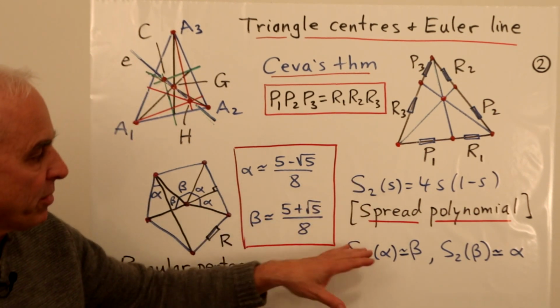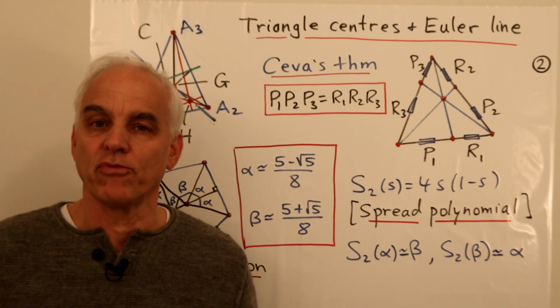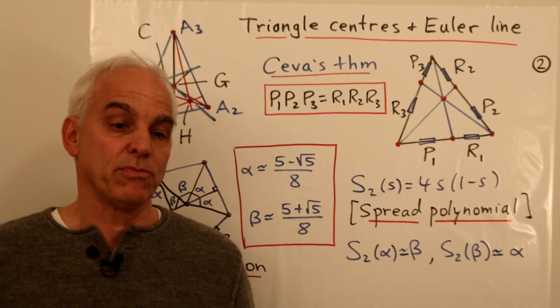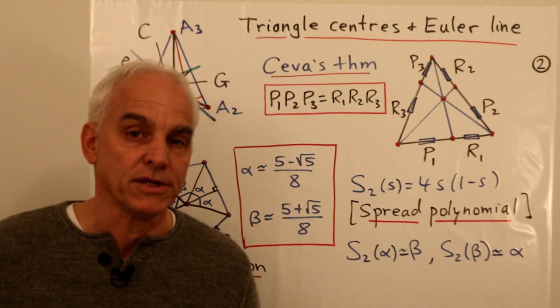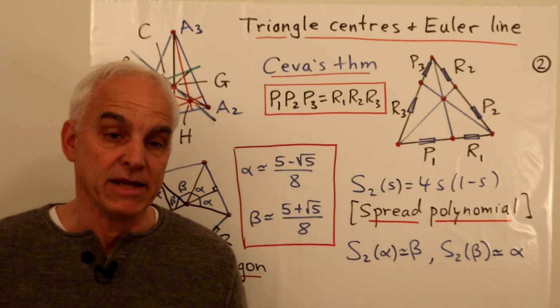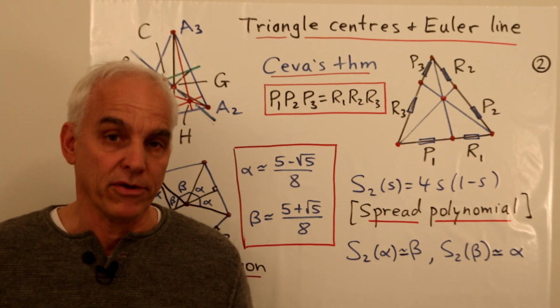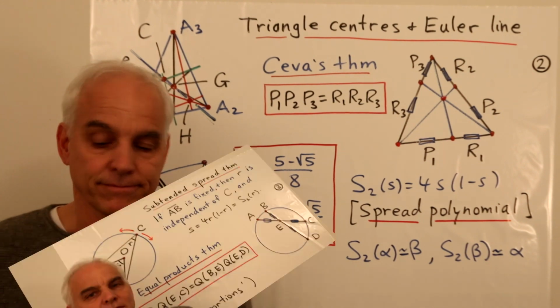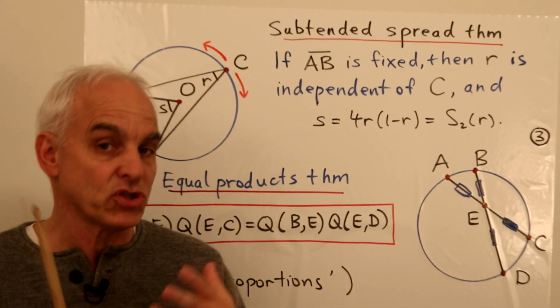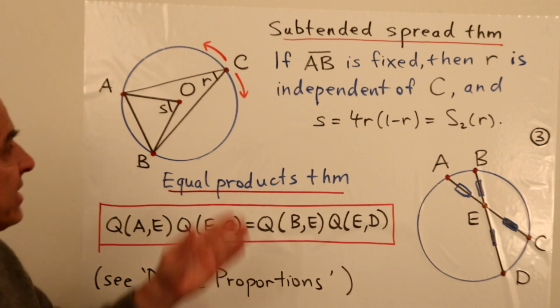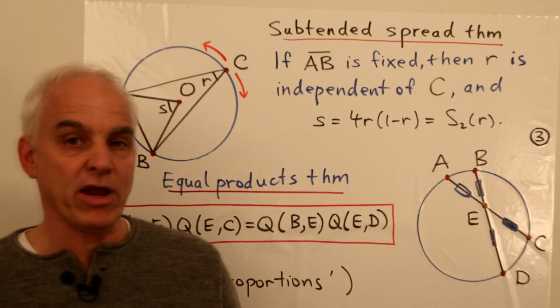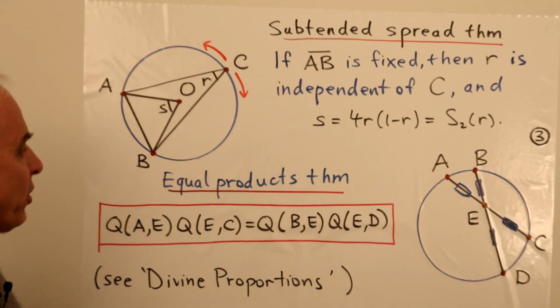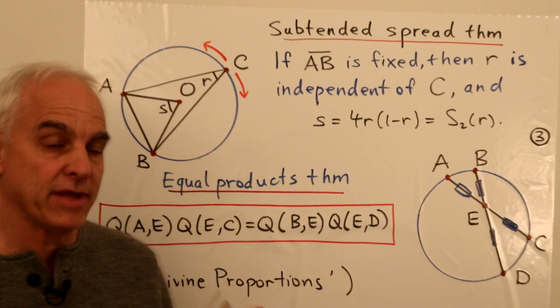And the spread polynomials have all kinds of nice, beautiful properties that high school students can also explore. They're probably the most important of the many series of orthogonal polynomials around. And students should also learn a bit of circle geometry for sure, such as, for example, the subtended spread theorem, which is an important generalization of Thales' theorem.